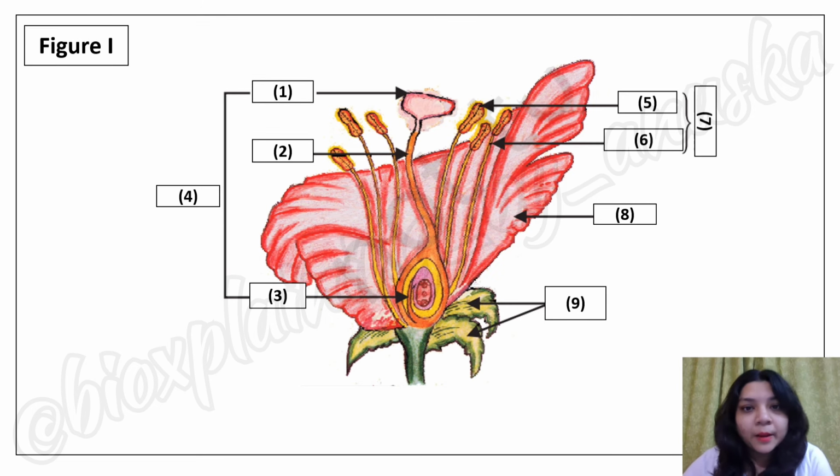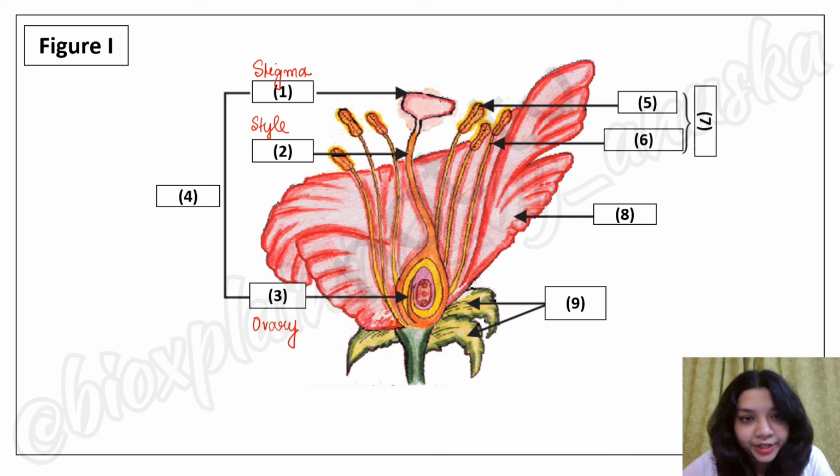Figure I. Number 1 is what? Number 1 refers to the stigma. Okay, so what is this part? This is the part that receives the pollen grains. Then 2 is the style, the long slender part of the female part. Then 3 is the ovary.